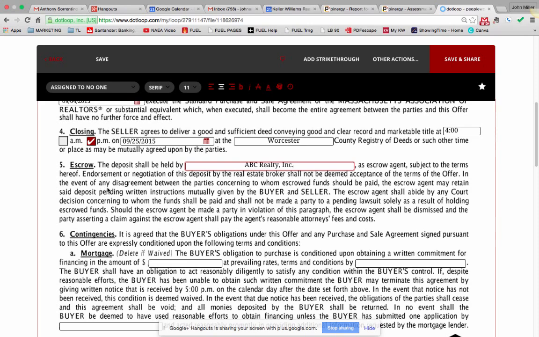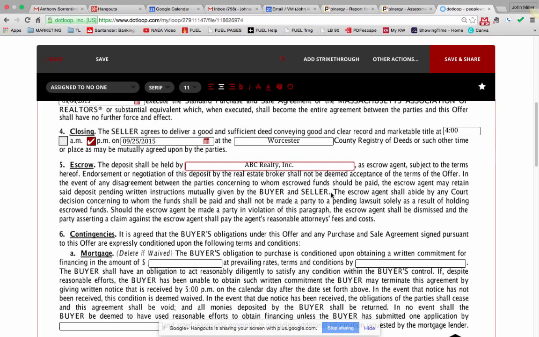In the event of any disagreement between the parties concerning to whom escrowed funds should be paid, the escrow agent may retain said deposit pending written instructions. Now, key in on this, mutually given by the buyer and the seller. So what this means is that ABC Realty will hold the deposit until both the buyer and the seller agree in writing what is going to happen with the deposit.